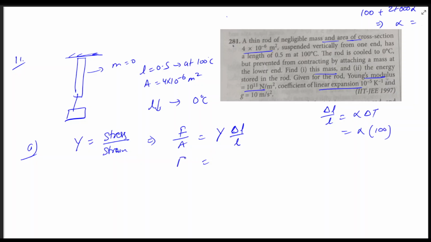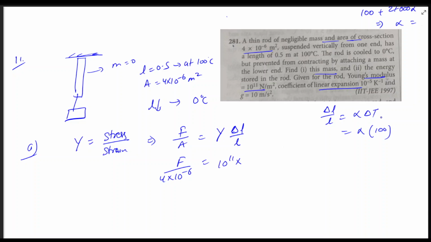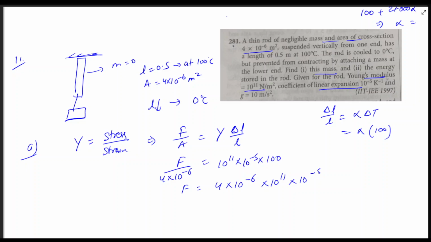Just putting the values, F upon 4 into 10 raised to power minus 6 equals Y, which is 10 raised to power 11, into delta L upon L, which is alpha into 100, where alpha is 10 raised to power minus 5. So F is 4 into 10 raised to power minus 6 into 10 raised to power 11 into 10 raised to power minus 5 into 100.